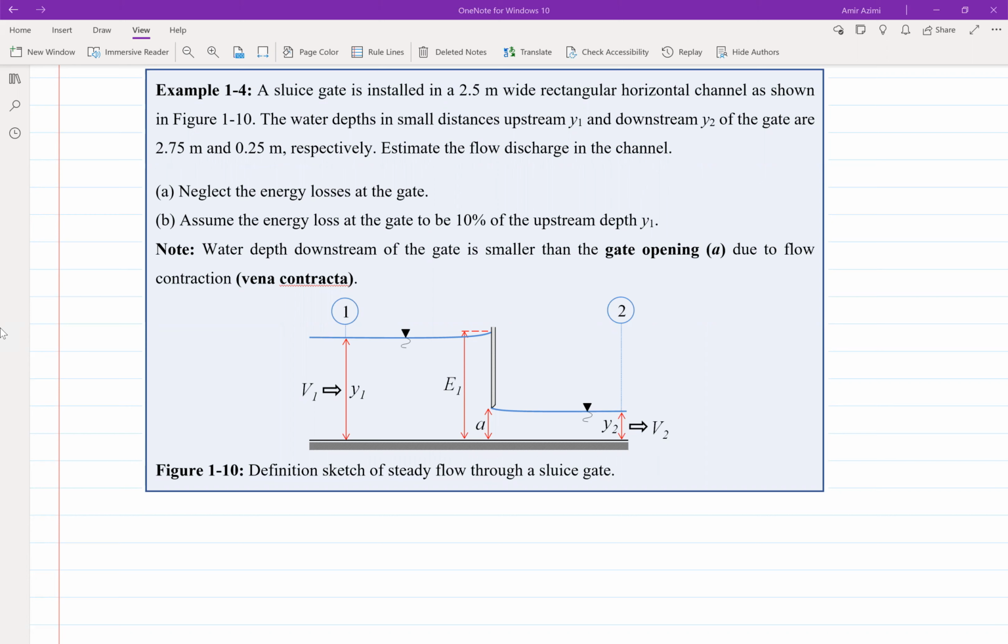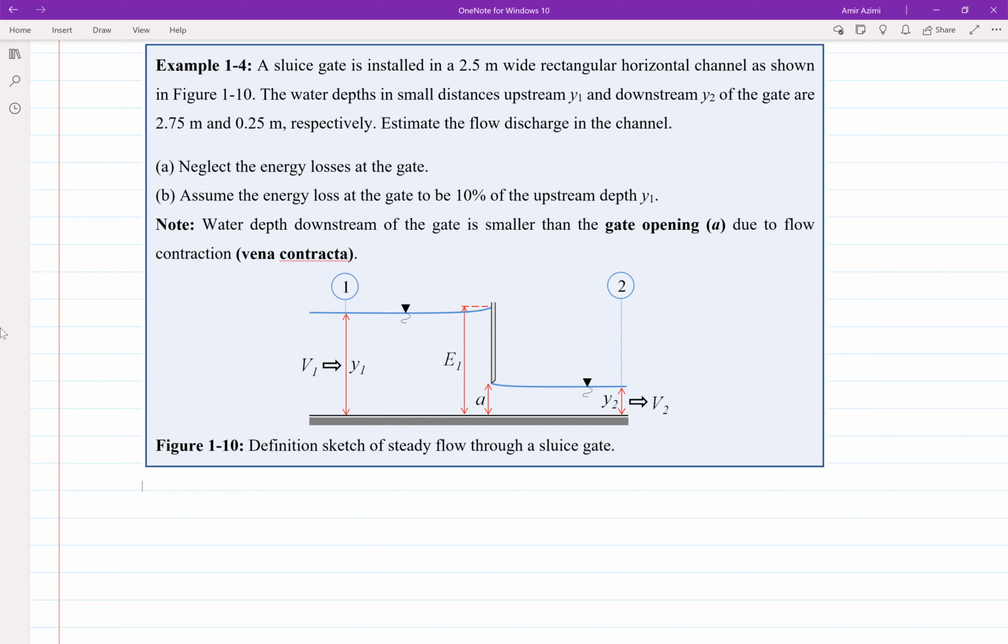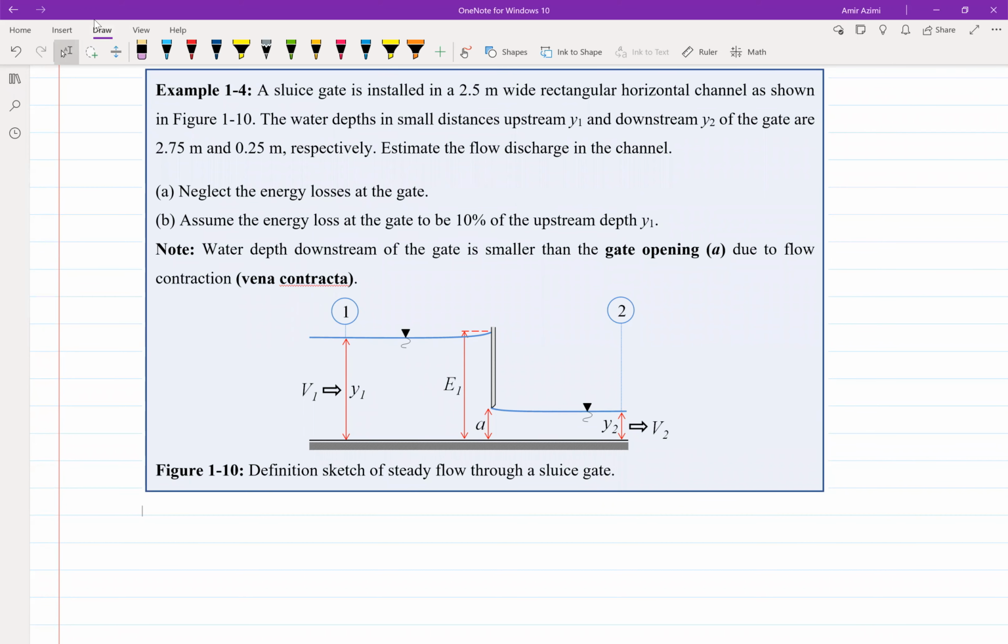figure. And then we have the water depths a small distance upstream, which is at section 1, and downstream at section 2 of the gate, which are 2.75 meter and 0.25 meter or 25 centimeters. So here y1 is 2.75 and y2 is 0.25.